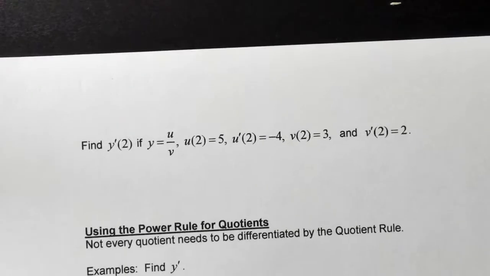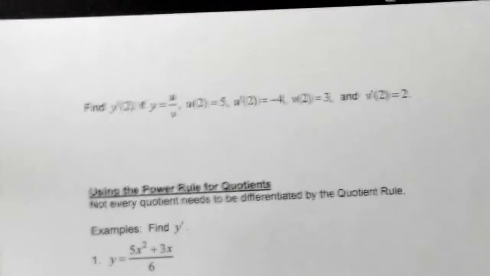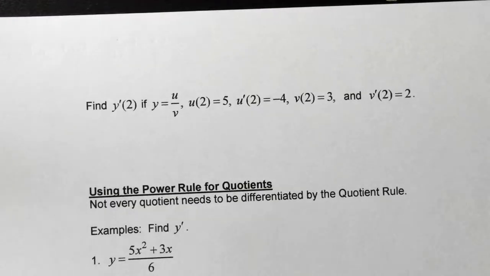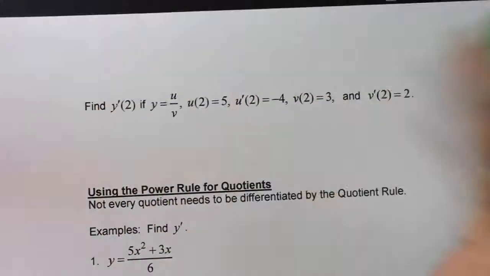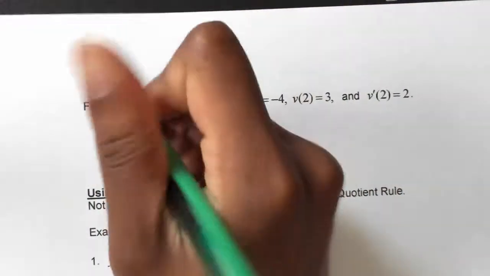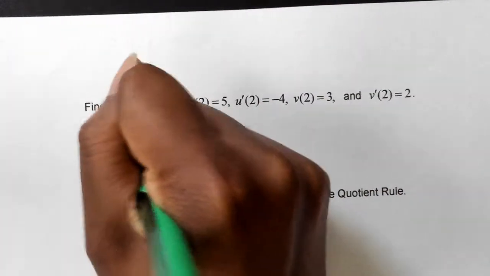We're going to use the quotient rule to help us identify what is y prime of 2 given all of this information. So just a reminder, y prime would be equal to v times u prime minus u times v prime all over v squared.